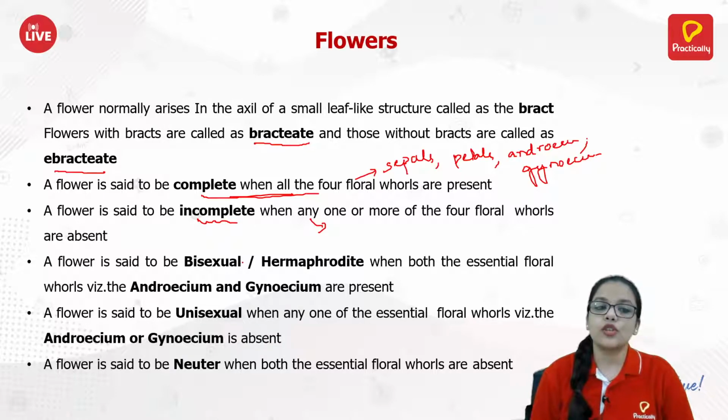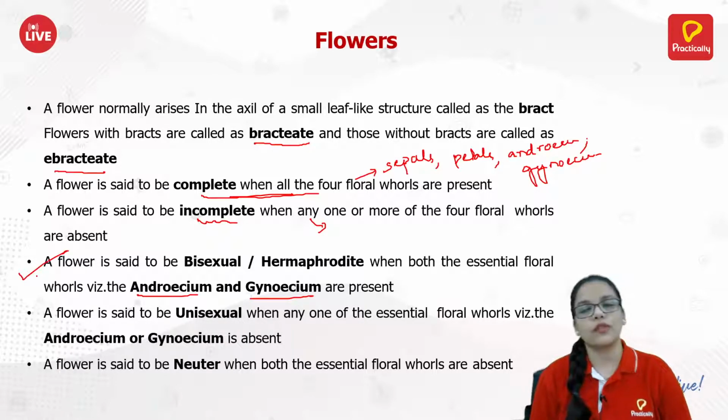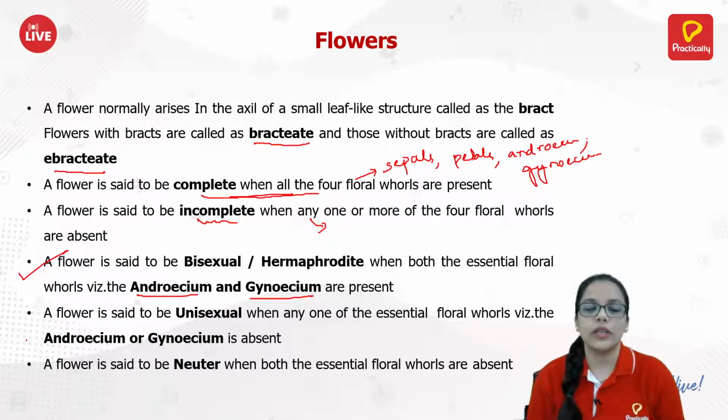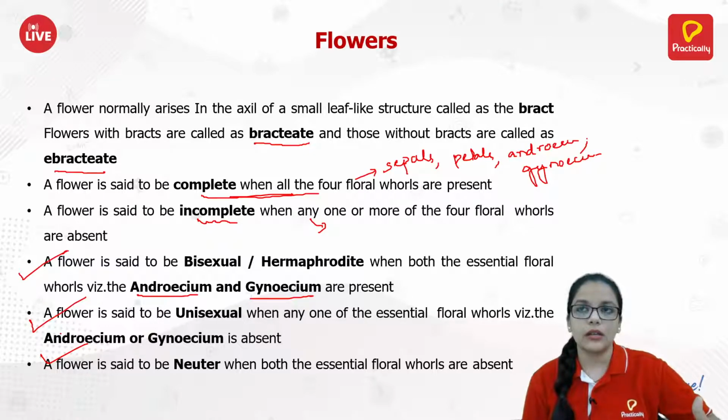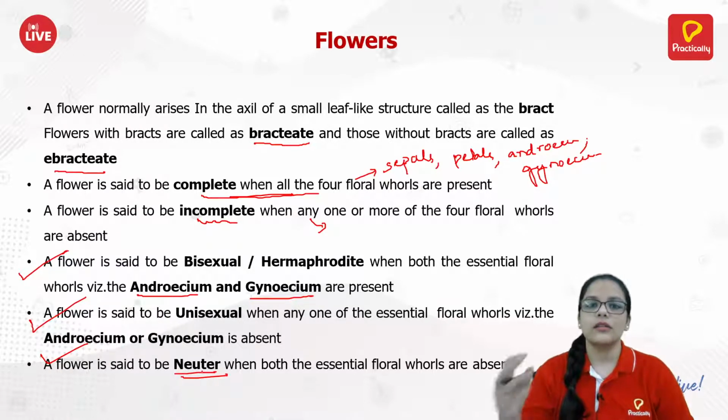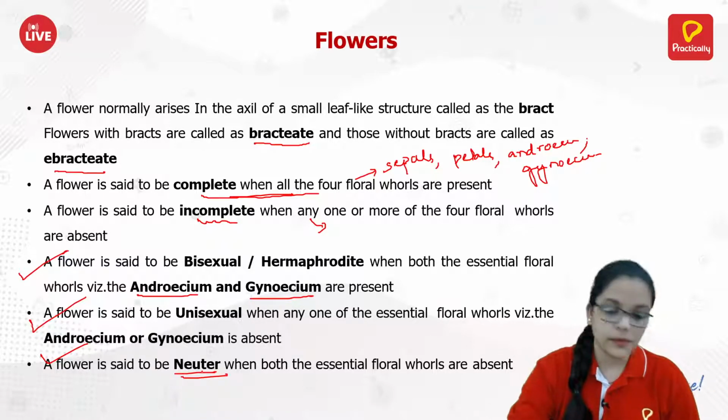Now, a flower is said to be bisexual or hermaphrodite when both androecium and gynoecium are present. Most plants have both. And when one of them is absent, either only the male part or only the female part is there, then it is known as unisexual. And when neither a female part nor a male part is there, then it is known as neuter. So there are different kinds of flowers.